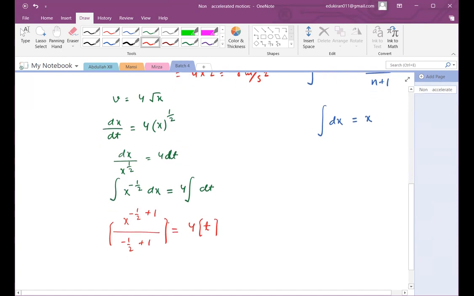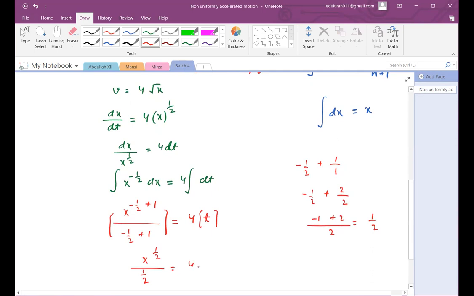So on simplifying, you will get minus half plus 1, so there will be 1 in the denominator of it. You may write this expression as minus half plus 2 over 2. Take LCM as 2, so it will be minus 1 plus 2. So it will be just plus half.